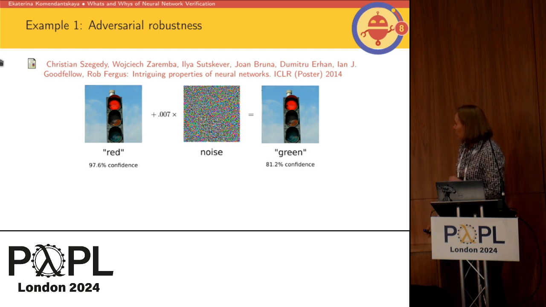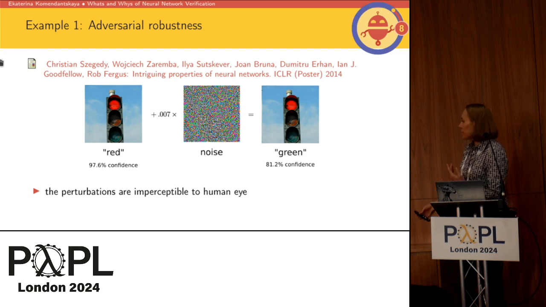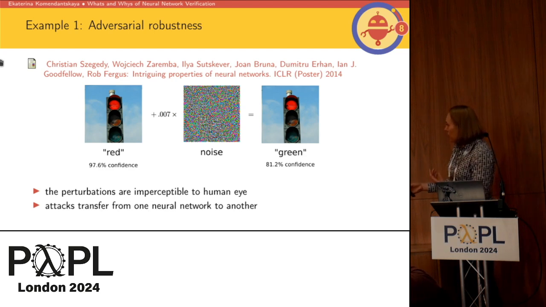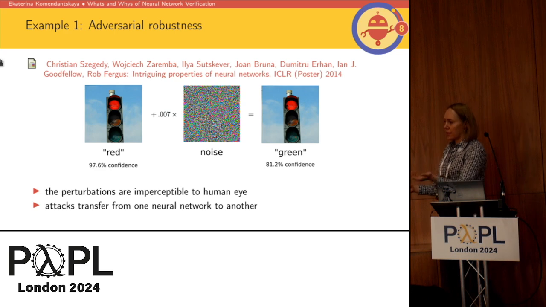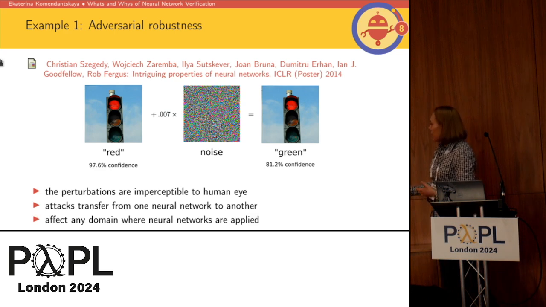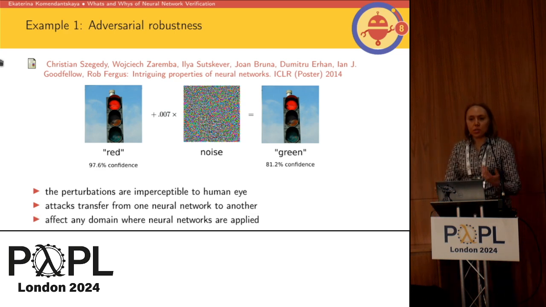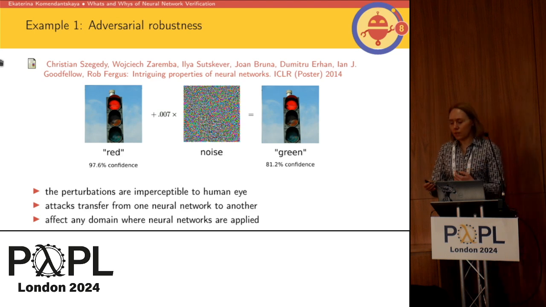And the bad thing also is that these attacks, that's why they're called adversarial attacks, are imperceptible to the human eye. So that's why sometimes people talk about them in security terms. Attacks transfer from one neural network to another. So if I can fool my neural network, I can attack yours. And they affect any domain. So it's not only imaging. Whenever you apply a neural network, you can craft these attacks.